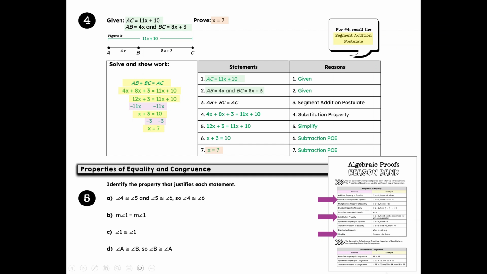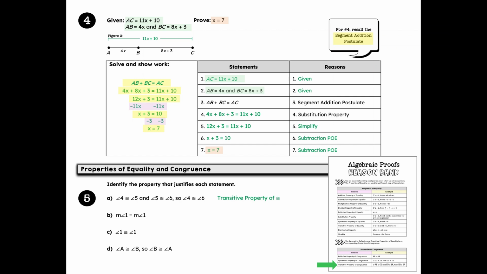Okay, so you can refer to this page to see just how the properties of equality and properties of congruence are different, right? So in example number 5, I've got 4 little examples within this, and we're going to identify the property that justifies each statement, okay? A says angle 4 is congruent to angle 5, and angle 5 is congruent to angle 6, so angle 4 is congruent to angle 6. Well, first off, would that be a property of equality, or would that be a property of congruence? I've got a congruent sign in there, so it's going to be a property of congruence. What is it? It is the transitive property of congruence. We'll write that down.